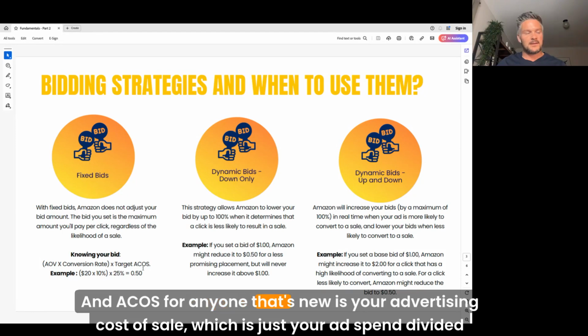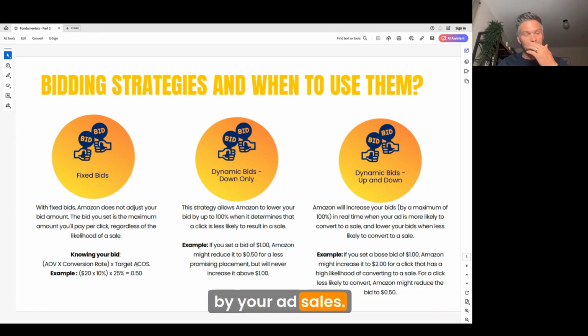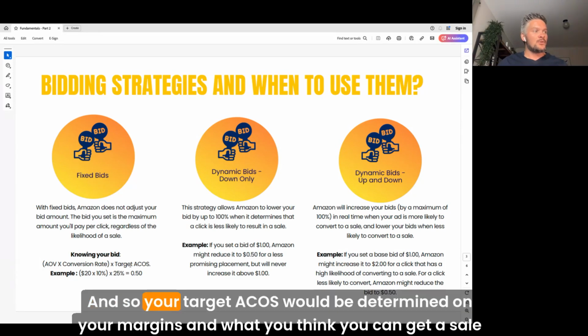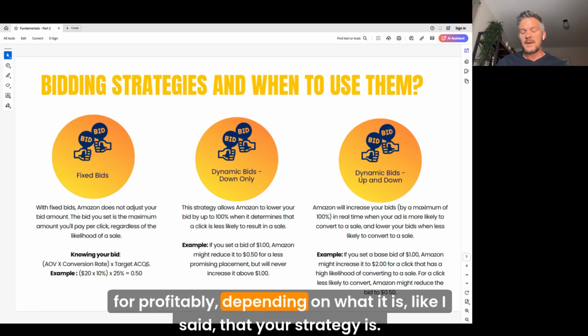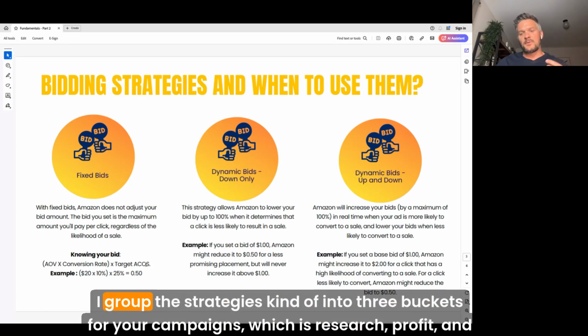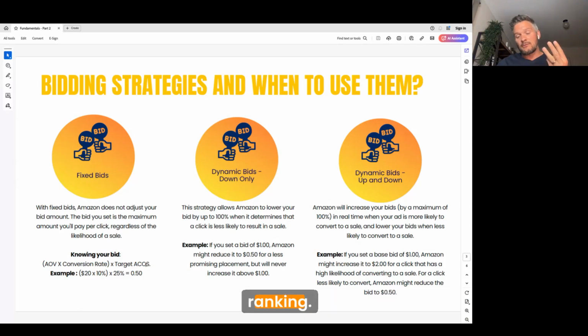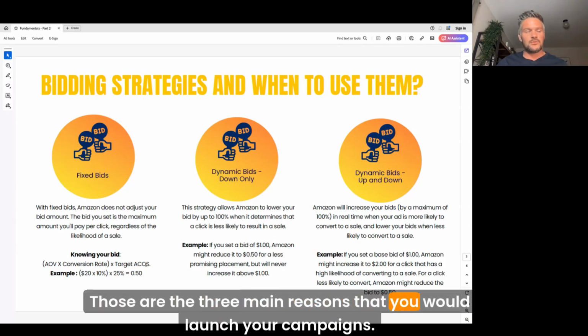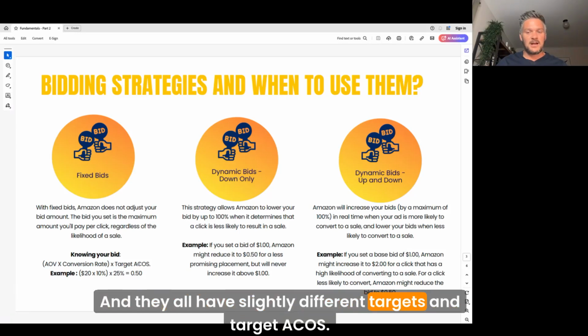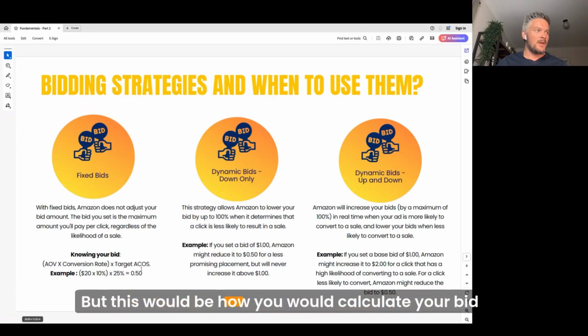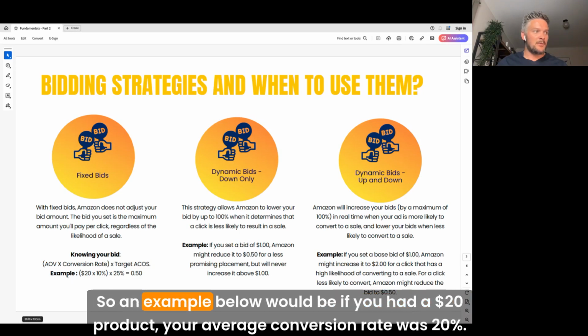And ACOS, for anyone that's new, is your advertising cost of sale, which is just your ad spend divided by your ad sales. And so your target ACOS would be determined on your margins and what you think you can get a sale for profitably, depending on what your strategy is. I group these strategies into three buckets for your campaigns, which is research, profit, and ranking. Those are the three main reasons that you would launch your campaigns, and they all have slightly different targets and target ACOS. But this would be how you would calculate your bid. So an example below would be if you had a $20 product, your average conversion rate was 20%.